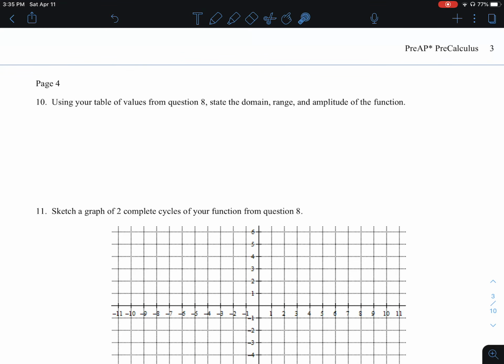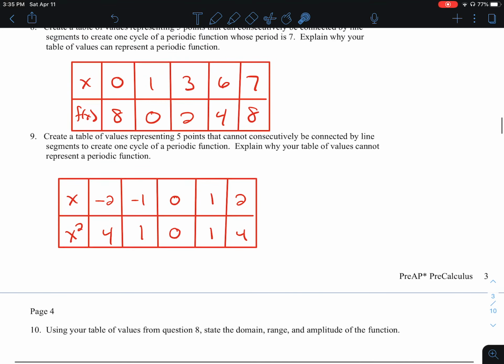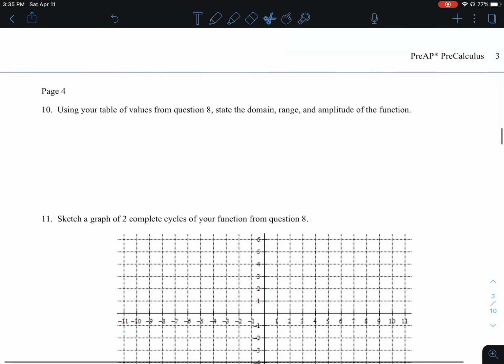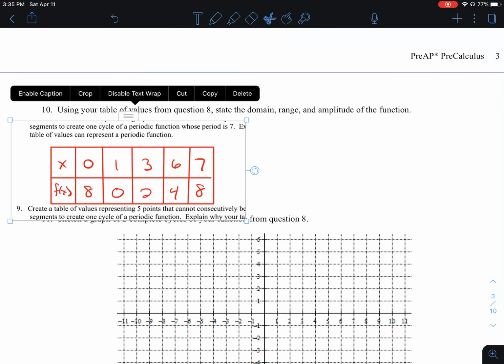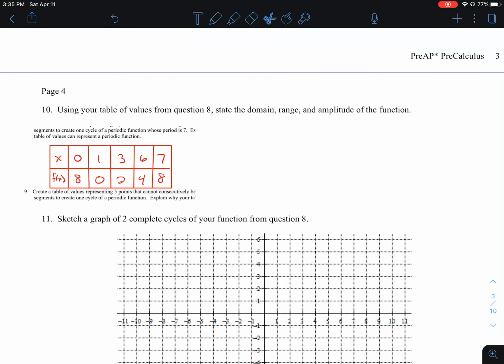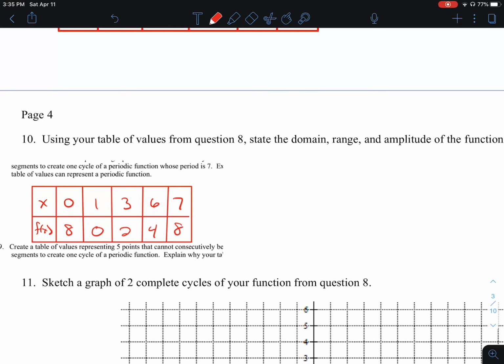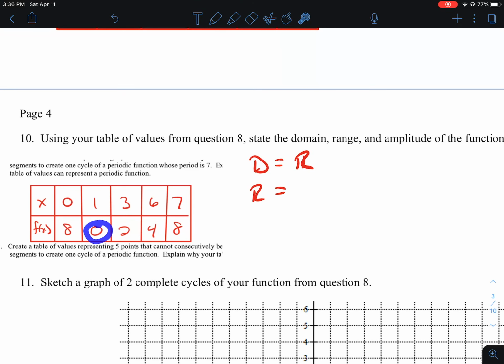Number 10: use your table of values from 8. State your domain, range, and amplitude. Let me just grab this real quick. So what is my domain? Well, if this is going on forever and there are no discontinuities, the domain is going to be all real numbers. What's the range going to be? Well, it goes as low as 0 and as high as 8. So the range goes 0 to 8 inclusive.